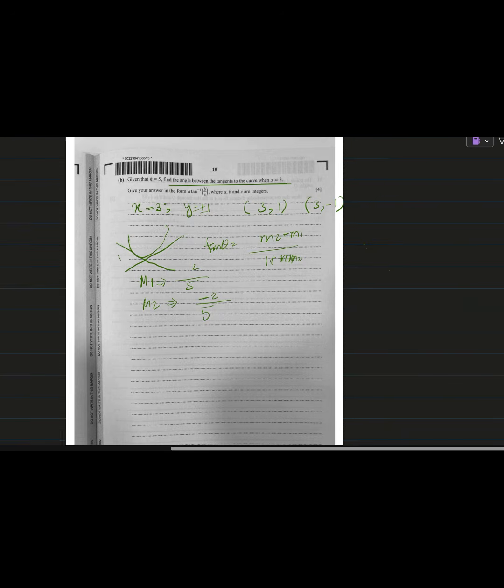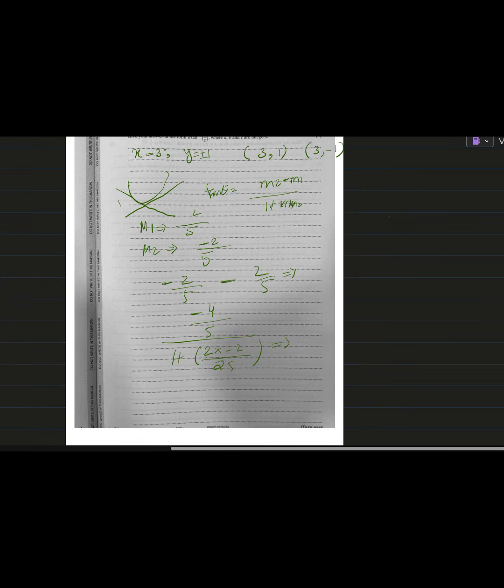Then we can use this formula, so it will be minus 2 over 5 to minus 2 over 5. It would be minus 4 over 5 divided by 1 plus 2 over 5 into minus 2 over 5, 2 into minus 2 over 25. It will be 1 minus 4 over 25. So if we rewrite this, it will be minus 0.8 divided by 1 minus 4 over 25, and that would be 21 divided by 25. If we divide 0.8 by that, the answer we will get is minus 20 by 21.